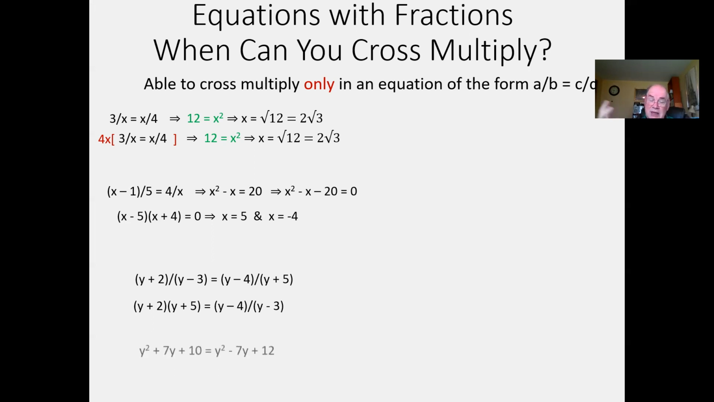And now we want to be able to multiply up monomials. That's why we did that. Notice there's a y squared on both sides. They'll go away. And the minus 7y will come over to the other side as 7y to give us 14y. The 10 will go over as a minus 10 to give us 2, and that will give us y is equal to 1/7. Yeah, it looked like a quadratic equation, but it's not because the y squareds in fact canceled out. And we only wound up with a linear equation.